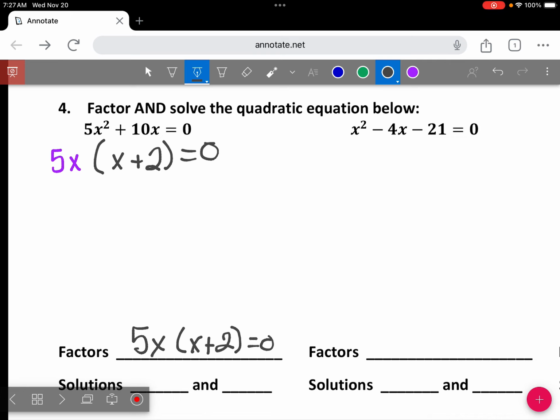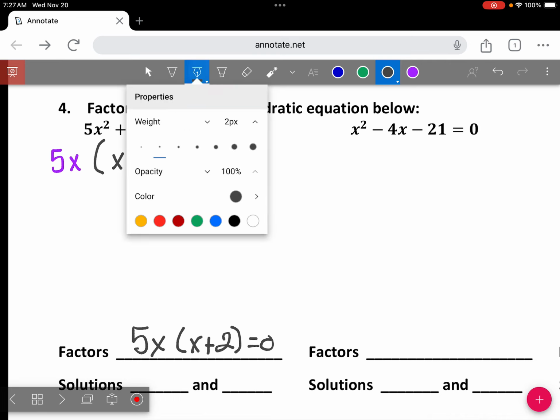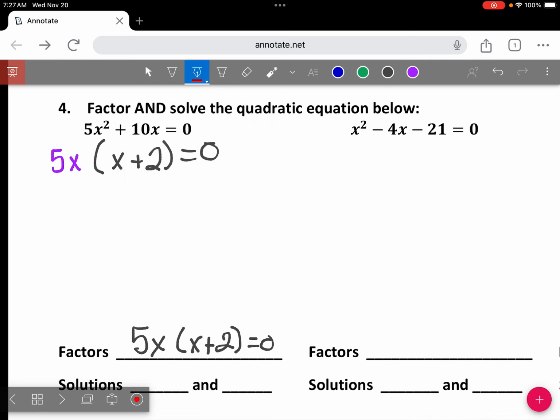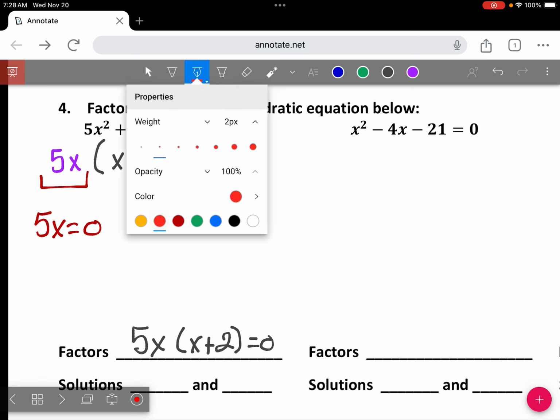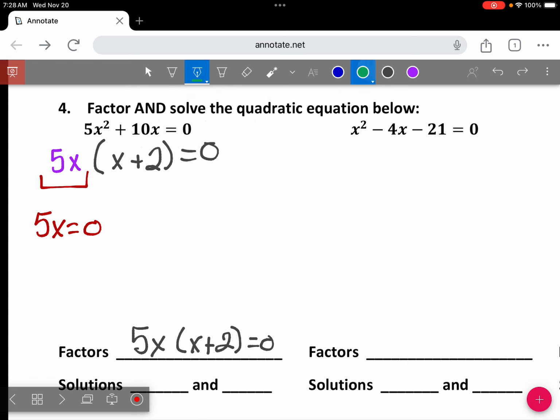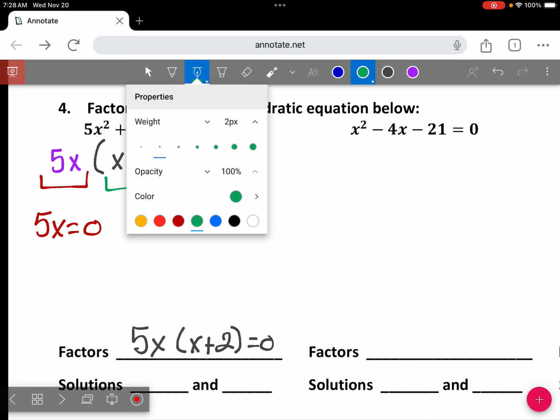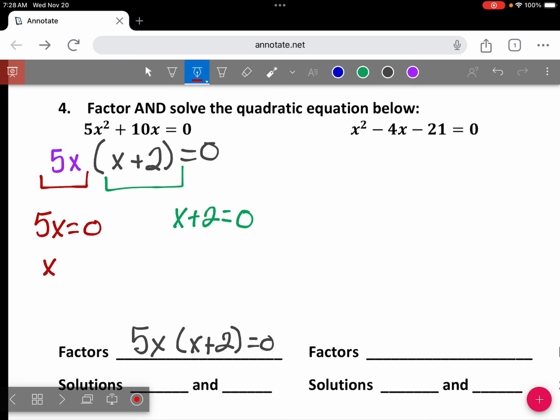equals 0. How do I find my solutions? Put 5x equals 0 and then x plus 2 equals 0? Absolute perfection. Ooh, let me get a different color on that one. If it has an x in it, we set it equal to 0. So on my red one, 5x equals 0. What does x equal? 0. So that's one of my solutions. On my green one, what do I do to get my x by itself? Correct. Subtract 2 from both sides. So we get x equals negative 2.